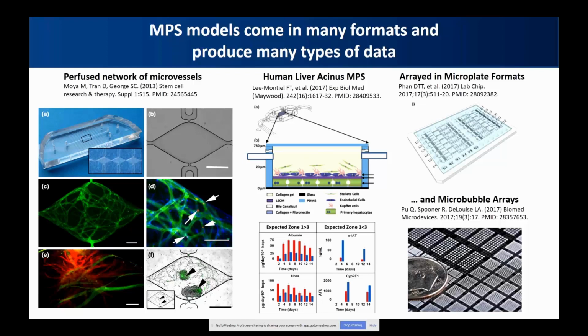All of these models have been further developed and in some cases reduced down to arrays of models in microplate format, like you see in the upper right-hand corner, or even one of the newest models that's being proposed uses microbubble arrays, which are really high density arrays of organoids, I guess you would call them, little organ models in a gel matrix. So there's a wide range of types of models and a wide range of data generated. It's a bit of a challenge in terms of managing data for all of those various kinds of models.